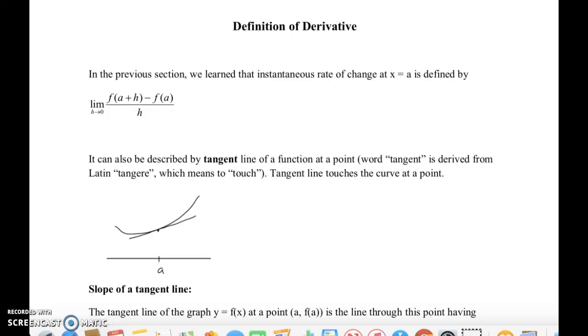In the previous section, we learned that our instantaneous rate of change, where x is equal to a, is defined by the limit as h approaches 0 of f of a plus h minus f of a divided by h, and we're looking at the values of h that are very small and getting very close to 0. It can also be described by what we call a tangent line, and this tangent line touches our function at one specific point, and our slope is going to be determined by this tangent line, and we're getting our slope from our instantaneous rate of change.